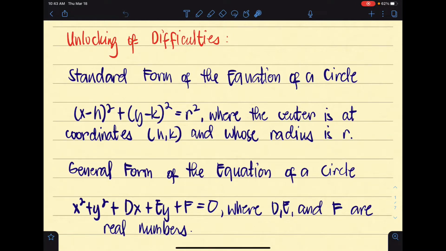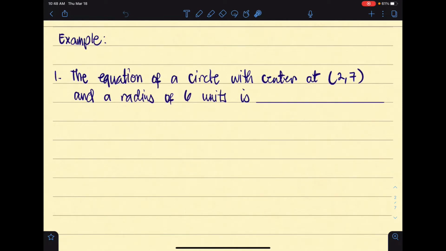For the general form of the equation of a circle, we express it in this form: x squared plus y squared plus dx plus ey plus f equals 0, where d, e, and f are real numbers. Always remember these two patterns for expressing the equation of a circle, because as we go along the lesson, most of the time we will encounter these two ways of writing the equation of a circle. And now we're going to try a few examples.